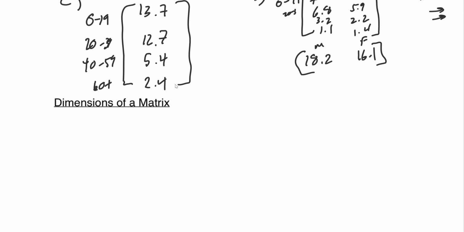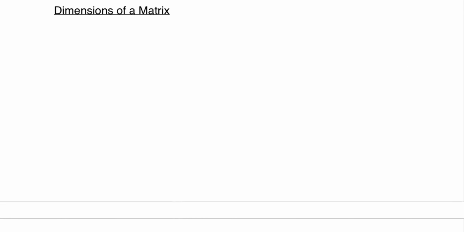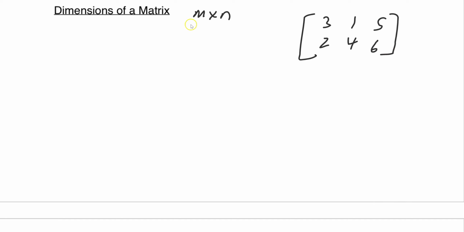Now let's talk about the basics of it. First is the dimensions of a matrix. That's saying how big a matrix is. If I give you a matrix like this, I want to be able to name it. The way we name a matrix, we go row by column. So rows are the first ones, and then columns. Rows by columns, very important.